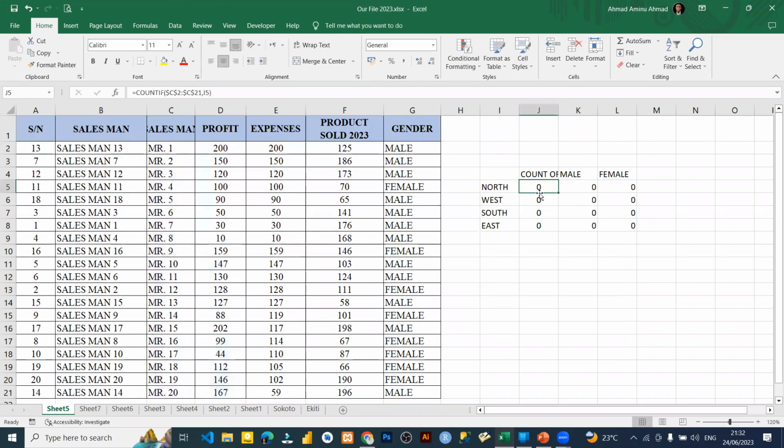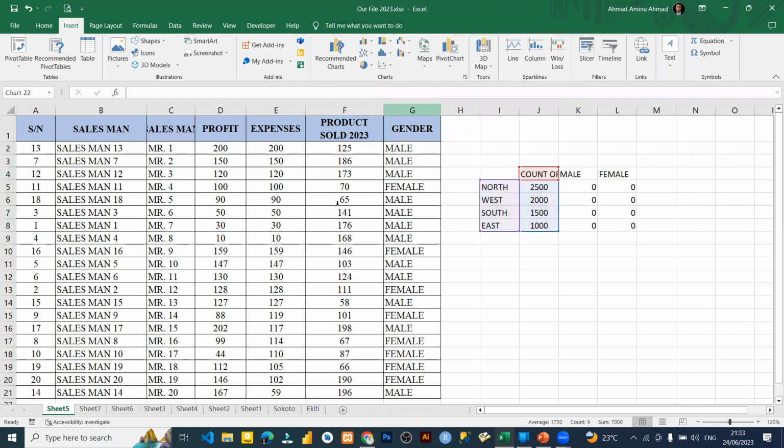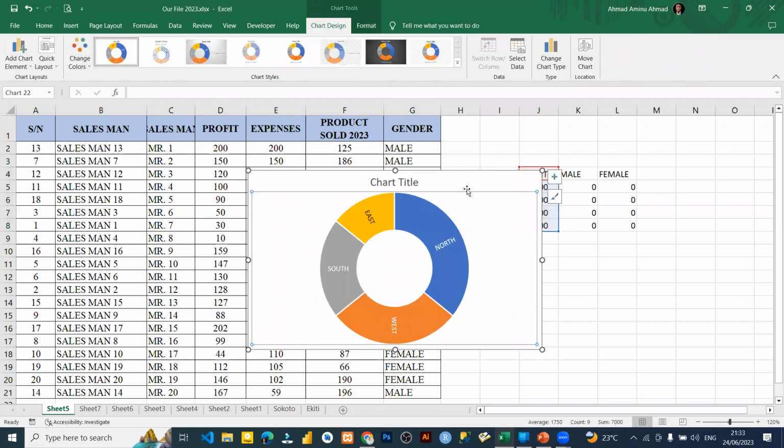Okay, let me just use it for this note. We have 2,500. Let me do it. We have 2,000. We have 1,500. We have 1,000. So maybe I will use this to show the sunburst. Okay, so this is how the sunburst looks. It looks like a pie chart, but it's not a pie chart.